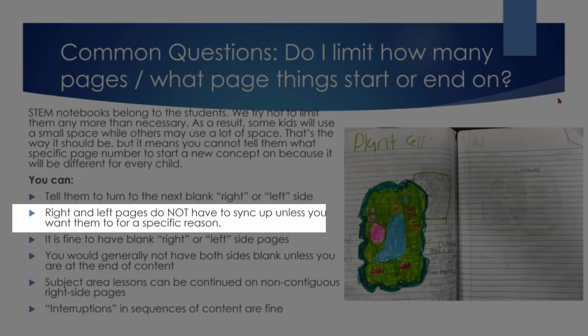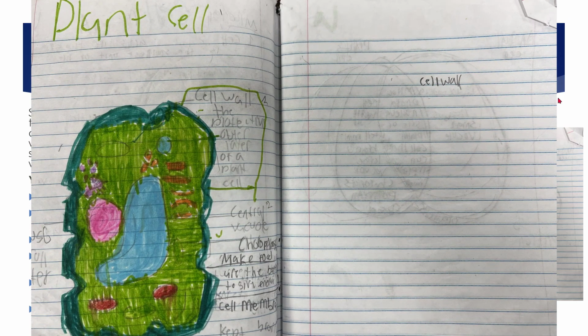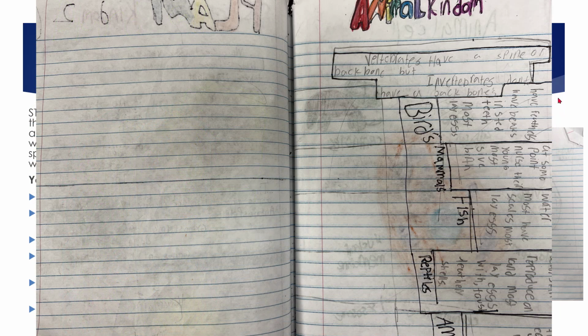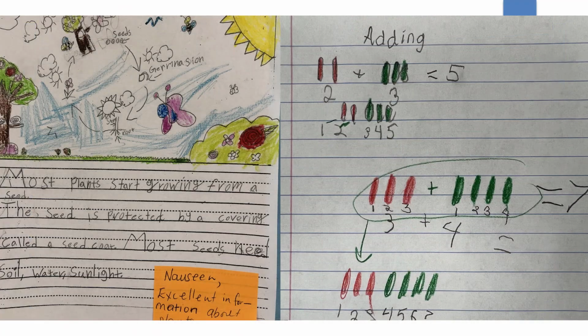Also, it's important to remember that right and left pages don't have to sync up unless you want them to for a specific reason. So for example, a student may generate a plant cell drawing on the left-hand side and have no teacher content for the right-hand side. Or they may generate teacher content and not have a drawing or student content for the left-hand side. Alternatively, a student may have math content that was taught in class on the right-hand side, but they still have the leftover pages from their 3-page story that they wrote about a seedling's life cycle on the left-hand side.